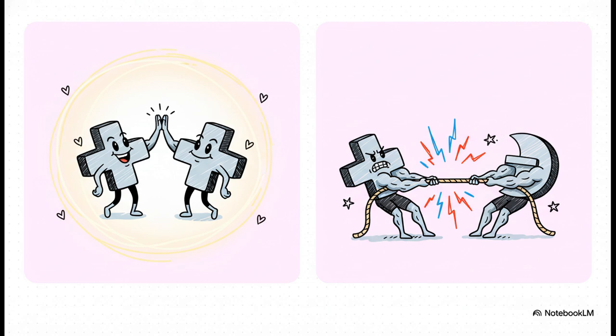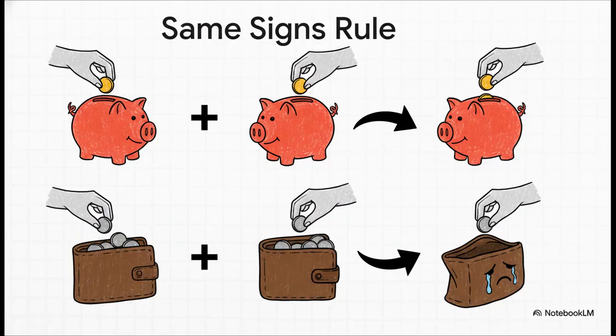Let's break down both. The same signs rule is honestly the easy one. If you gain $3 and then you gain $4 more, you've gained $7. Makes sense. And in the same way, if you have a $3 debt and you add another $4 debt, well, now you're just deeper in debt. You have a $7 debt. You just combine them and keep whatever sign they had.